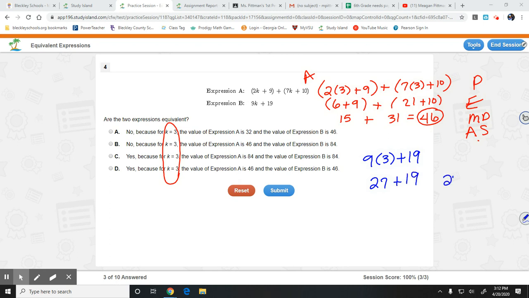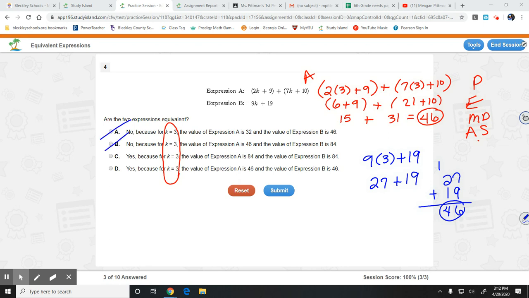Let's do the standard algorithm here. All right, 7 plus 9 is 16, my bad. 2 plus 1 is 3, plus 1 more is 4. We have 46 and 46. So are they equivalent? Yes, so we can get rid of these no answers.